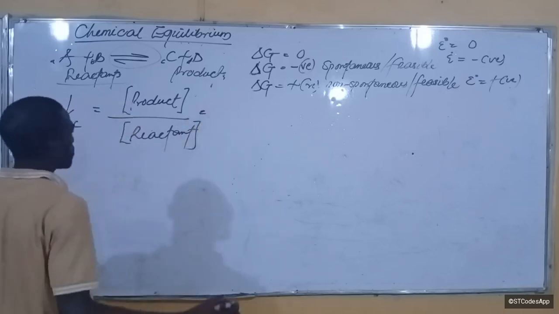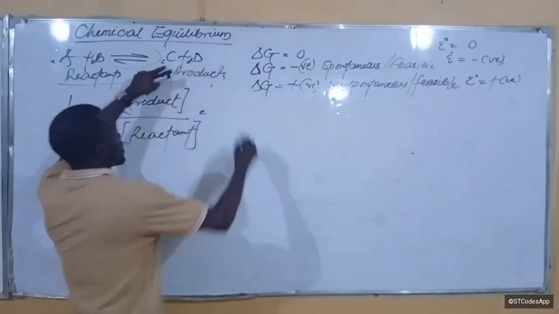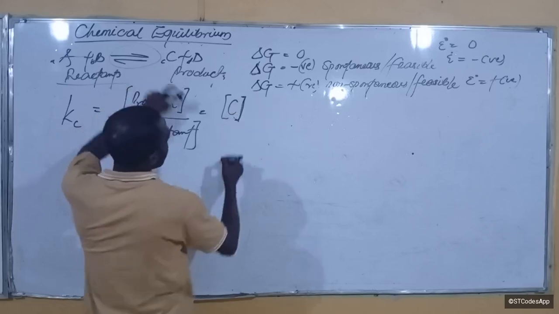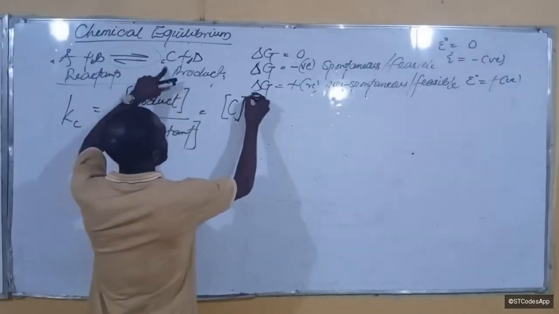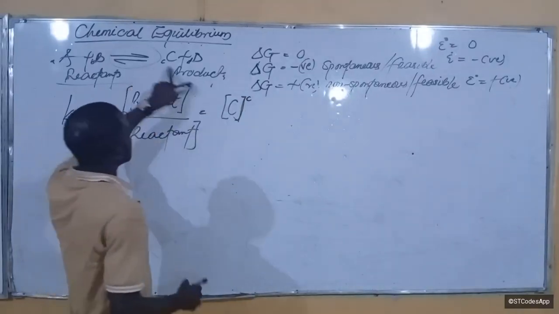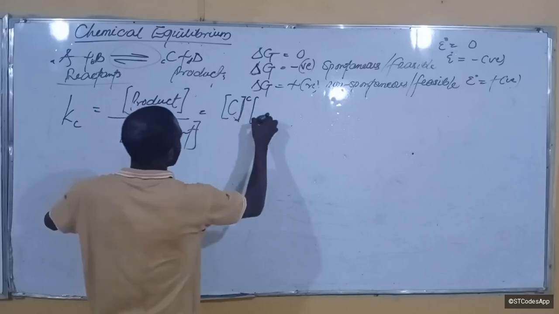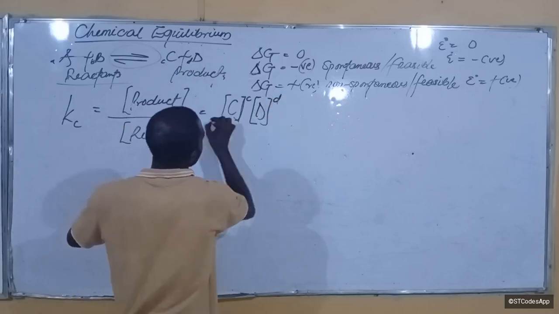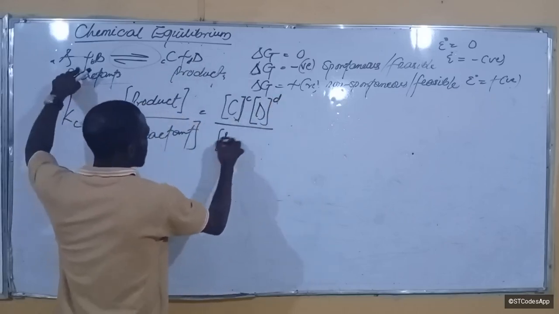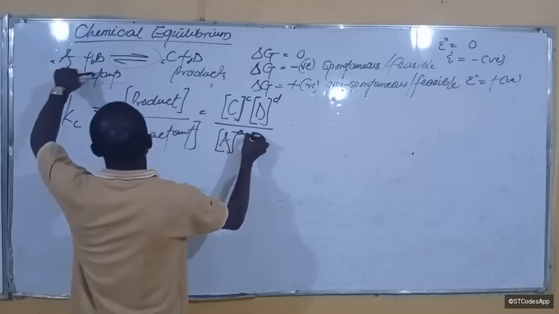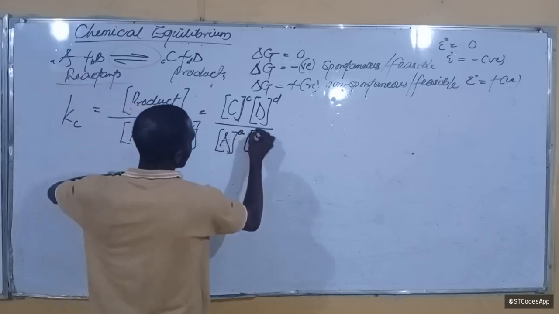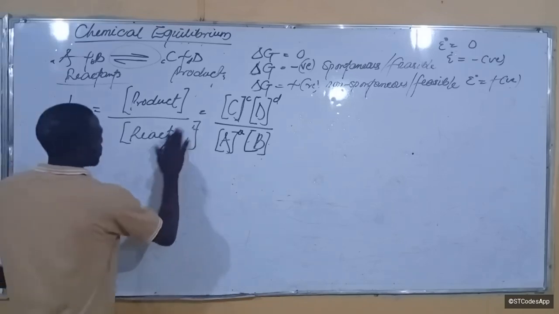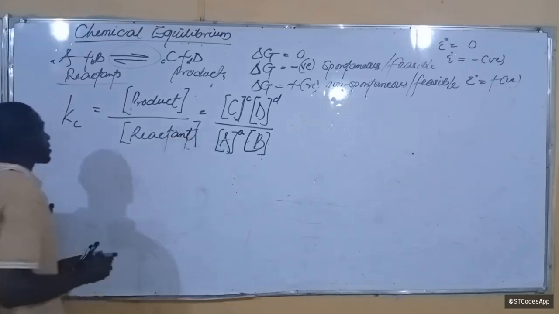So in this case, what are we going to write? The product includes C and D, right? So we'll write it this way. C will be raised to the power of its mole number c, multiplied, not plus, please, multiplied by D raised to the power d, all over A raised to a, and B raised to b. All right, I hope this is clear. So that is the equilibrium constant.